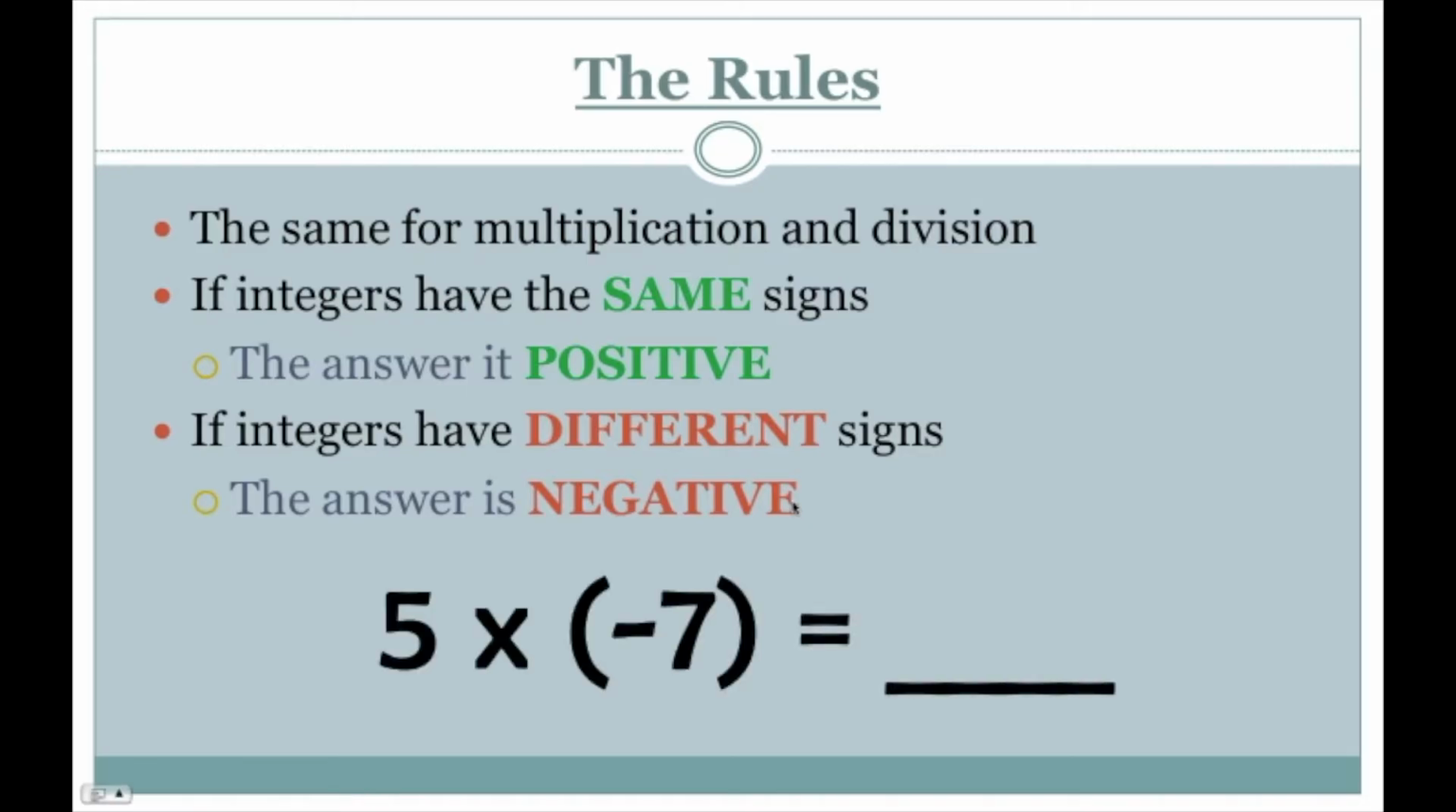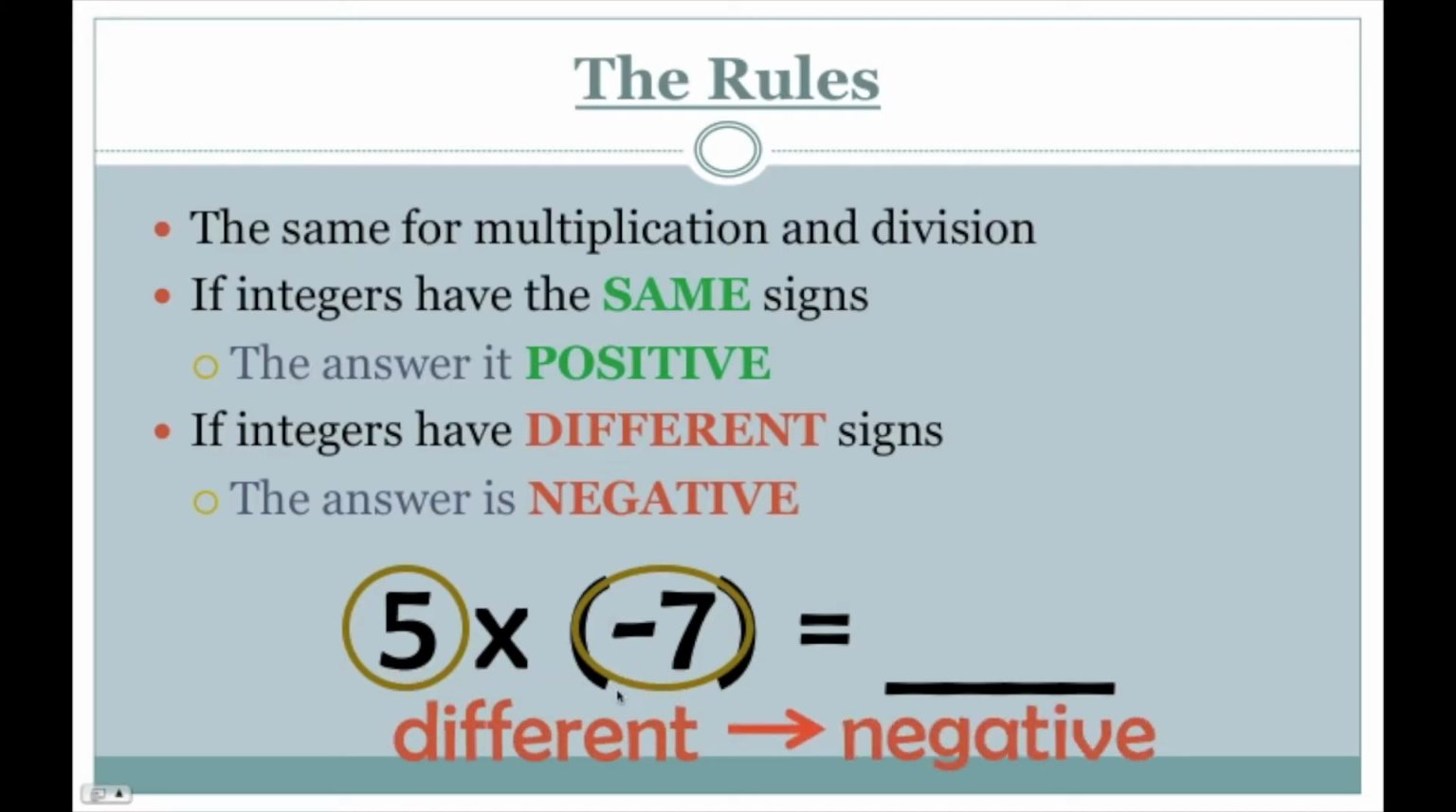Let's say we have 5 times negative 7. Well, we're multiplying 5 and negative 7. And let's look at their signs. 5 is positive, 7 is negative, so their signs are different. And because they're different, we're going to have a negative answer. So 5 times 7 is 35, but it's going to be negative 35.